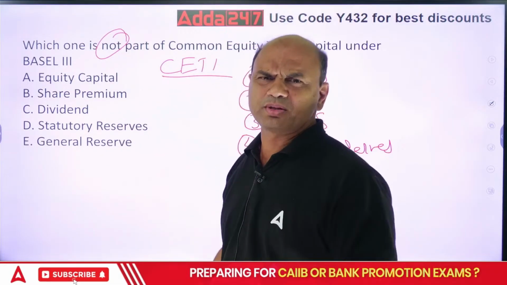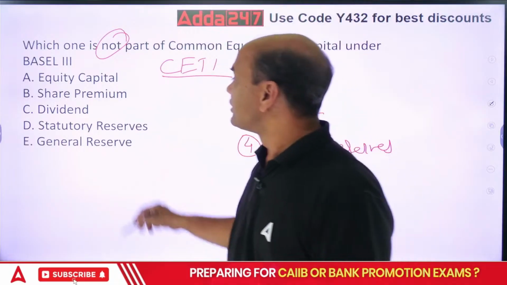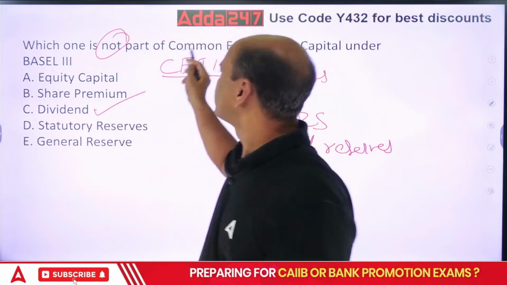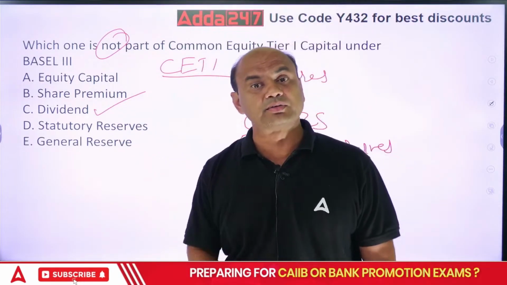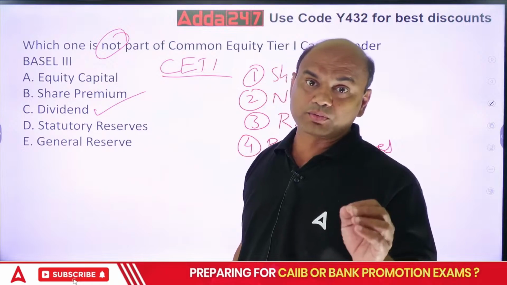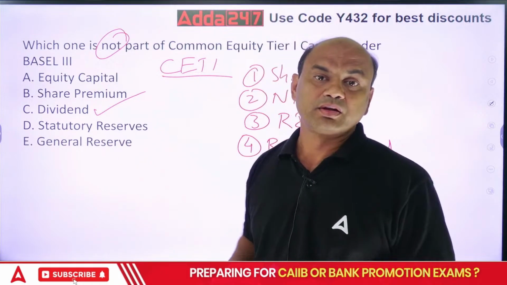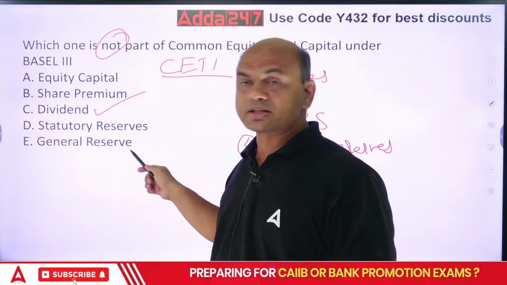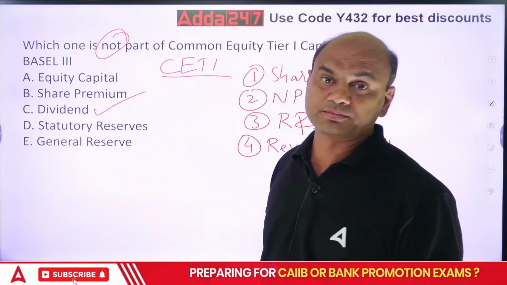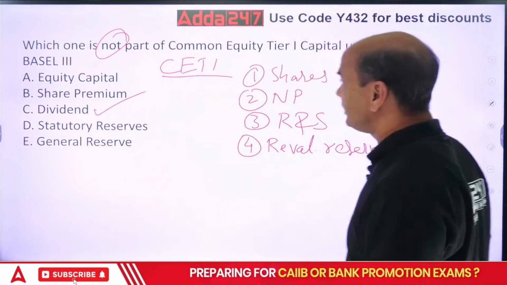Dividend. How can dividend be the part of CET? Dividend is distributed. It is given. So this is not the part of CET1. Statutory reserves. These are the part of CET1. Kindly note, many of you are thinking that statutory reserves are not the part of tier 1, CET1, but they are. Even the general reserves, they are the part of CET1. Okay, so only dividend is not a part of CET1.